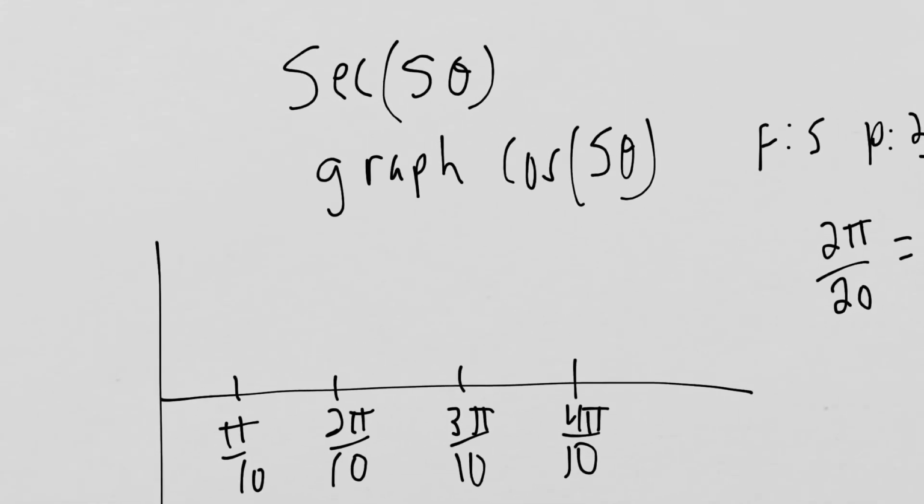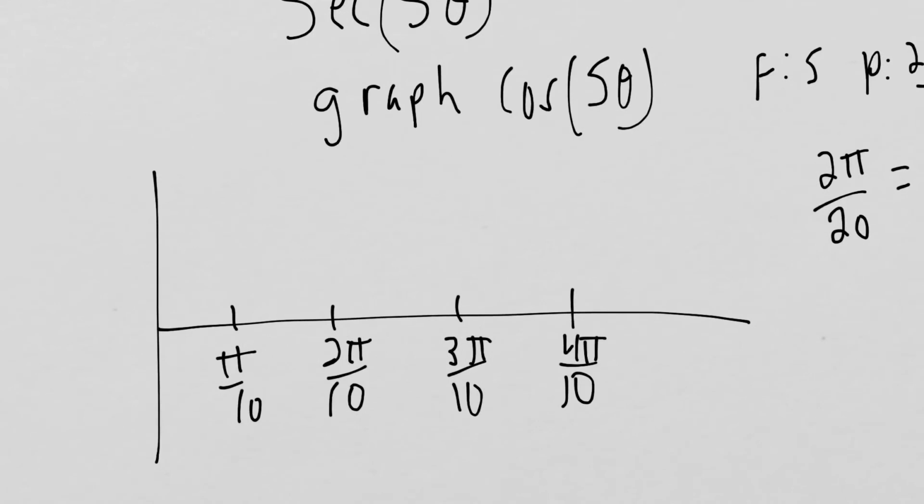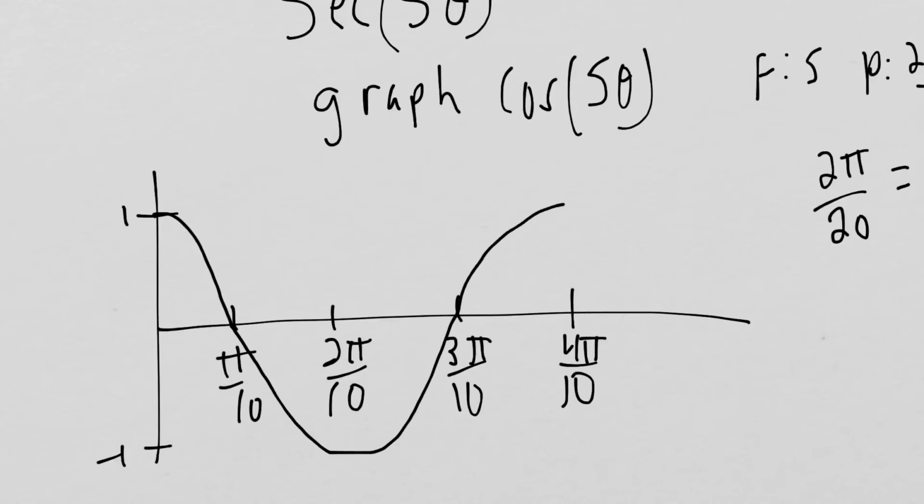Okay, so then when we sketch this cosine graph, we're going to start up at 1, down to -1. We have an amplitude of 1. So we go down, and then boom, and then we're back up, and then boom.